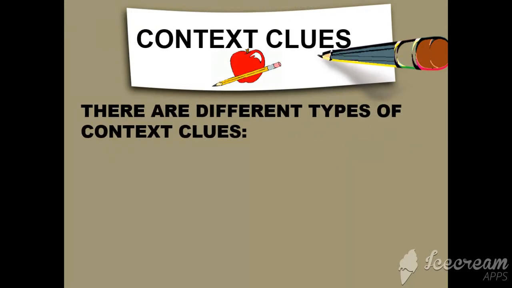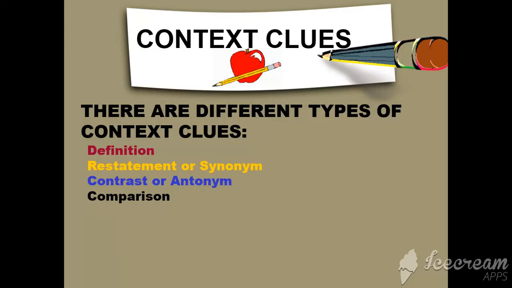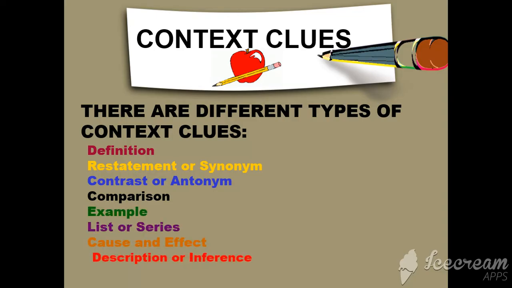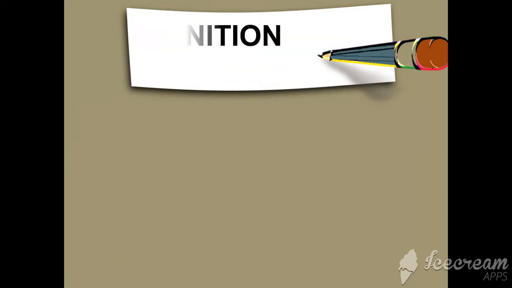Context clues. There are different types of context clues: definition, restatement or synonym, contrast or antonym, comparison, example, list or series, cause and effect, description or inference.